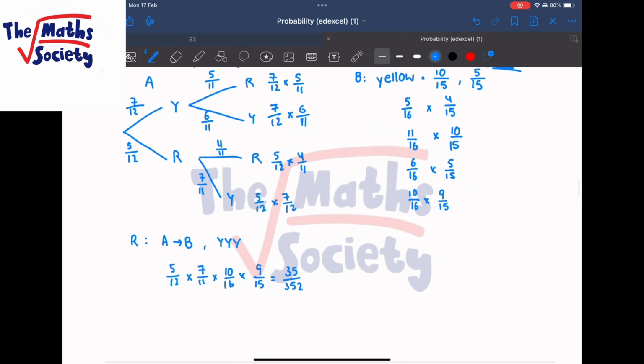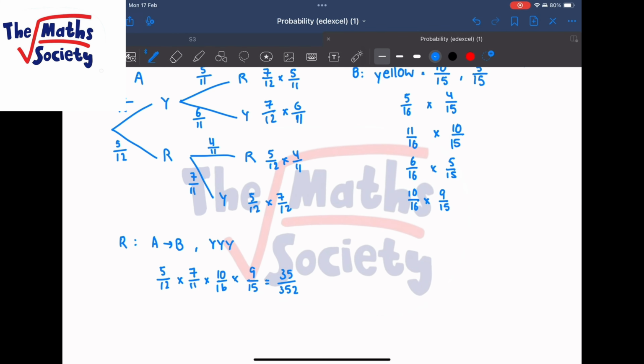And another one is R, A to B, where they will have 3 R's. So that is 5 by 12 multiply 4 by 11 multiply 6 by 16 multiply 5 by 15, where you will get 5 by 264.